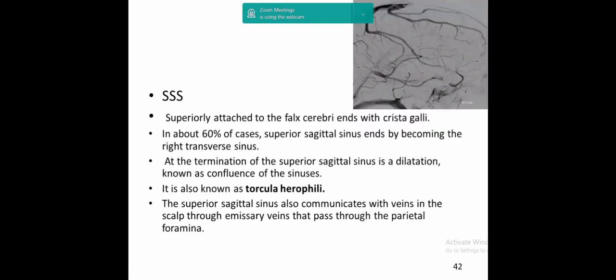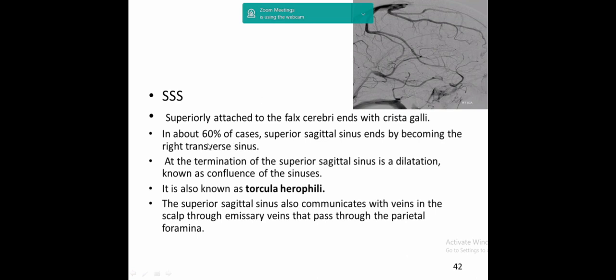So here we can see the superior sagittal sinus. In this picture, we can see the anterior segment of the superior sagittal sinus is hypoplastic. This is one of the variants of the superior sagittal sinus. Coming to the normal course of the superior sagittal sinus, it's mainly attached to the falx cerebri and ends at the crista galli. The crista galli is mainly a thick, midline structure arising from the superior surface of the ethmoid bone.